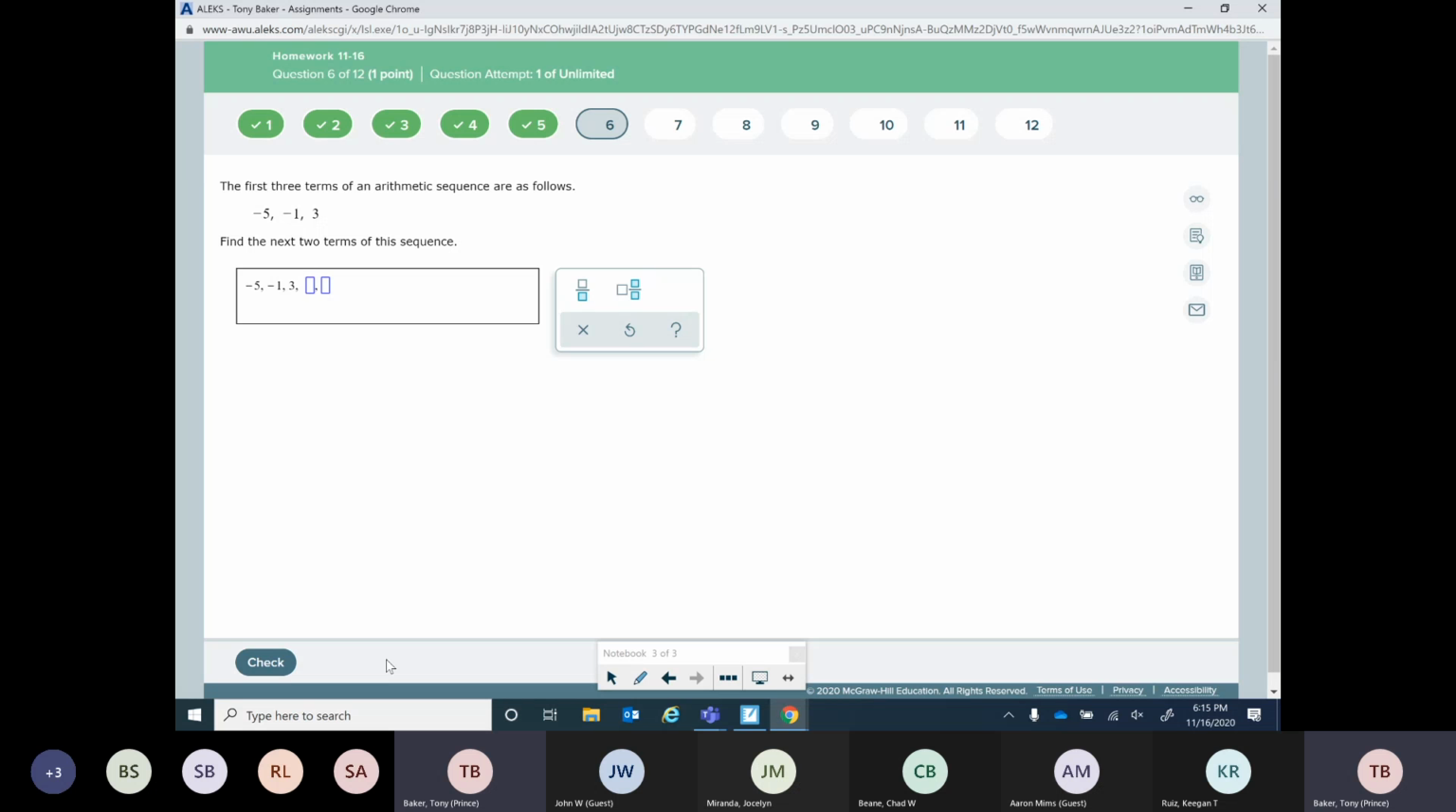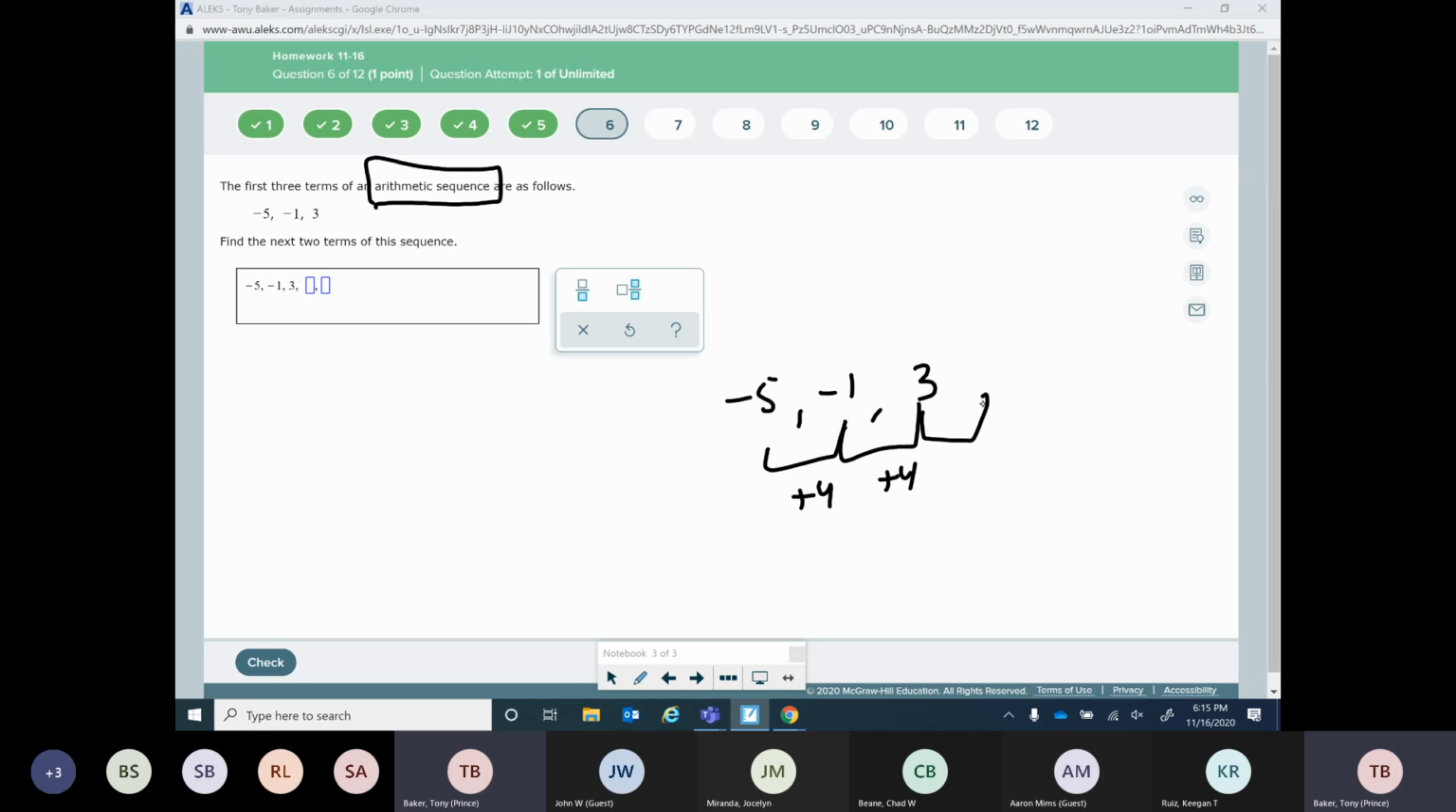All right, the next set of problems is looking at finding sequences, and then we're going to go into finding equations for our sequences. So as long as it says it's an arithmetic sequence, that key is right there. That means the difference between the numbers has to be the same. So from here to here, I'm adding 4. From here to here, I'm adding 4. So the next term, I'm adding 4, so the next one would be 7. And then I'm adding 4 again, so the next one's going to be 11.